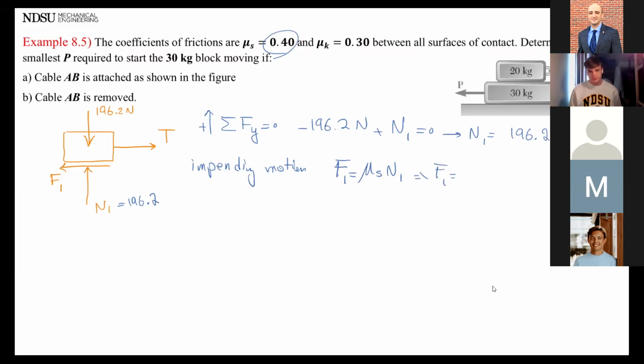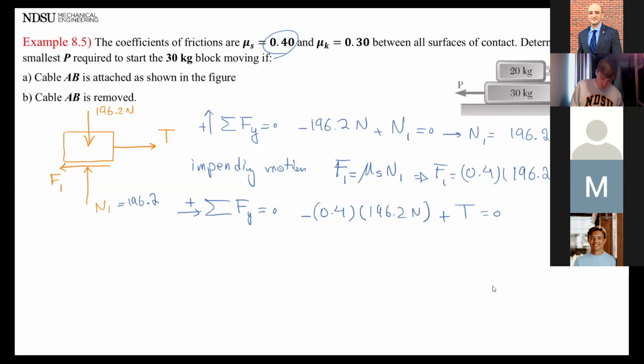So F1 is 0.4 times 196.2 newtons. So now that I know that, one more equation I write. Summation of forces in x equals 0. I should have minus 0.4 times 196.2 newtons plus T equals 0. T equals 78.48 newtons. Okay. We got pretty much everything figured out in this free body diagram: F1, N1, and T.